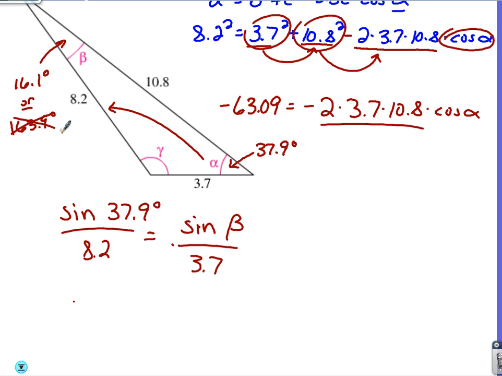The second reason it won't work: look at your side lengths. 3.7, 8.2, 10.8. The largest angle will always be across from the largest side. This can't be 160-something degrees because that's actually the smallest side of the triangle. It's not going to be bigger than 37.9. So 16.1 is the only one that will work. So there are two of your angles. Now, do we use law of sines again to find the third angle? I would. The three angles of a triangle always add up to 180 degrees. 37.9 plus 16.1 is equal to 54, which leaves 126. Double check me on that. 126.0.